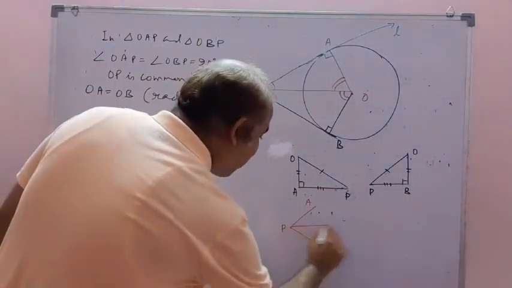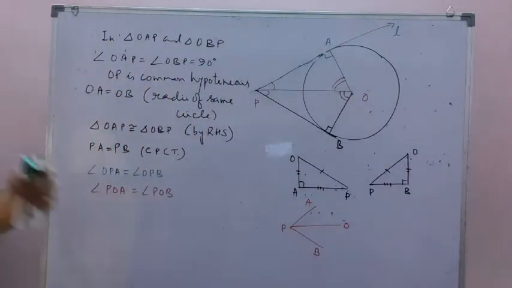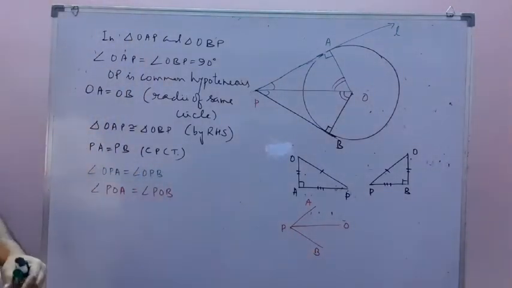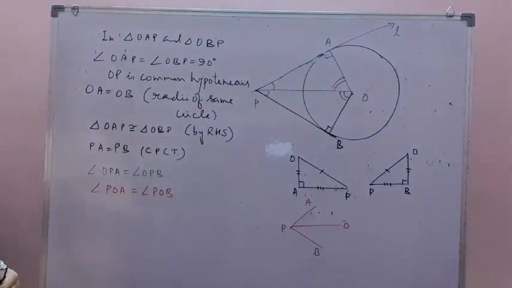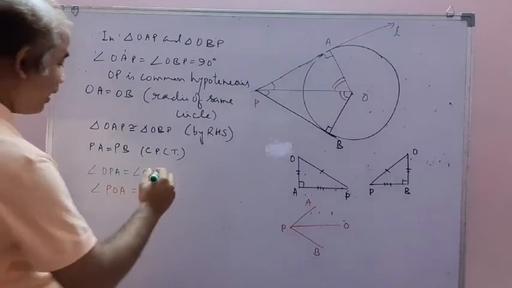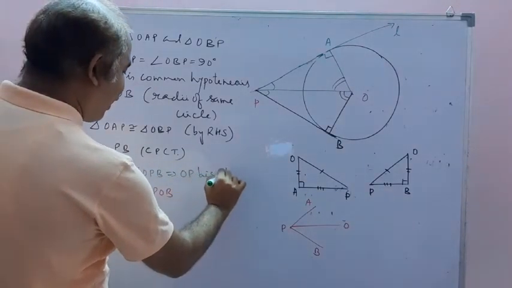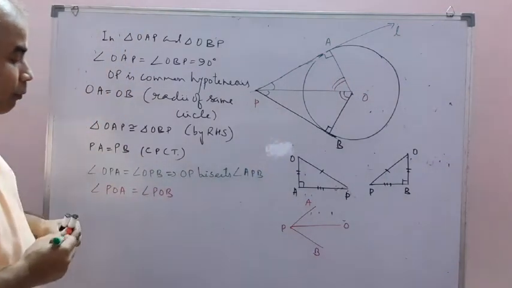Then this line OP makes two angles. Their names are OPA and OPB. These two angles are equal, which means OP bisects angle APB. So what can we say from this? We can say that OP bisects angle APB.